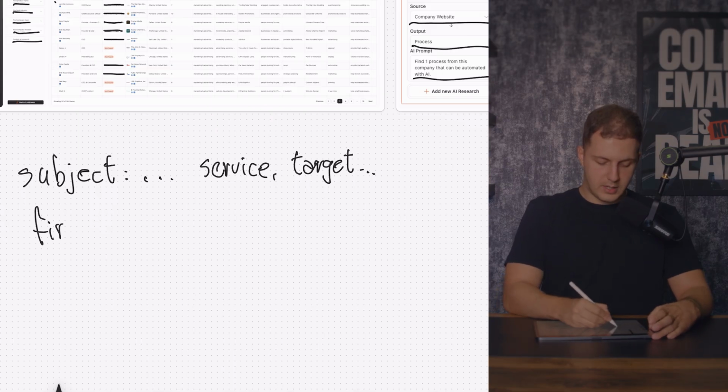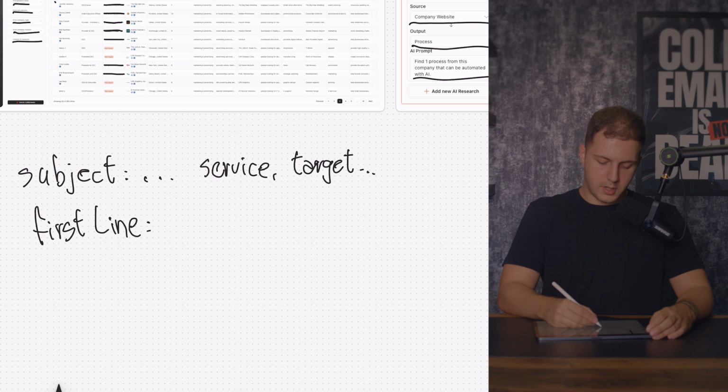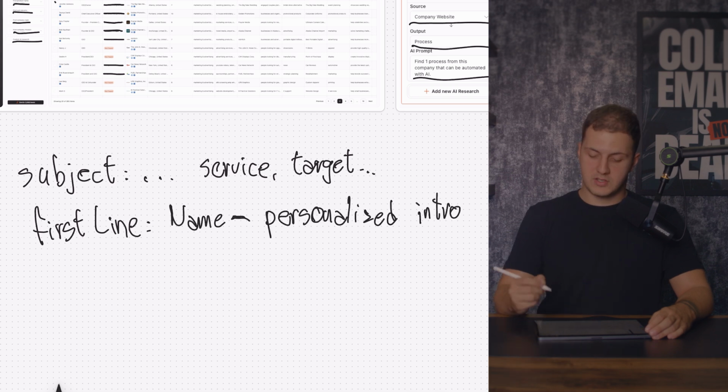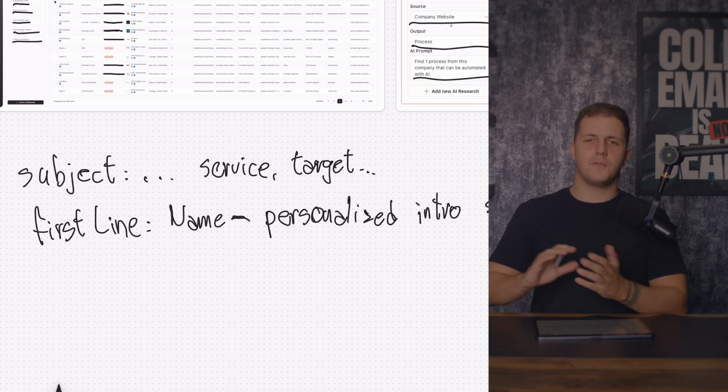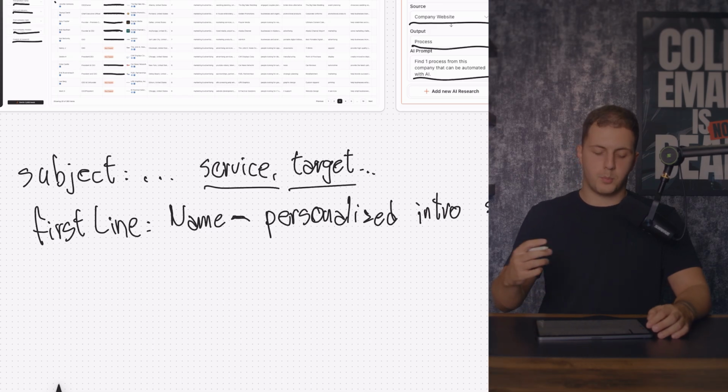Also, the first line of the email is crucial, and after mentioning their name, we want to have a personalized intro sentence. You can try different angles and so on, but you should definitely use their service, target, pain points, and so on in the first line of your email.